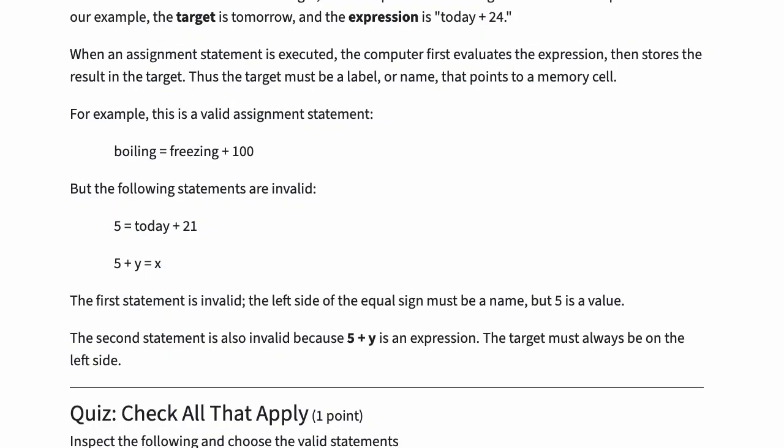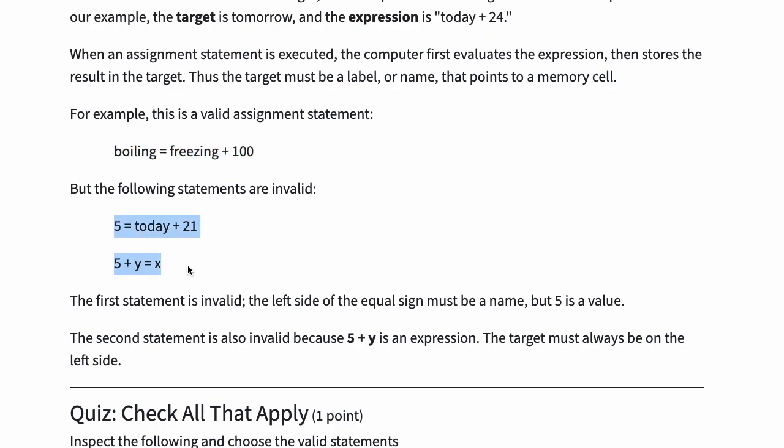When an assignment statement is executed, the computer first evaluates the expression, then stores the result in the target. Thus, the target must be a label or name that points to a memory cell. For example, this is a valid assignment statement. Boiling equals freezing plus 100.